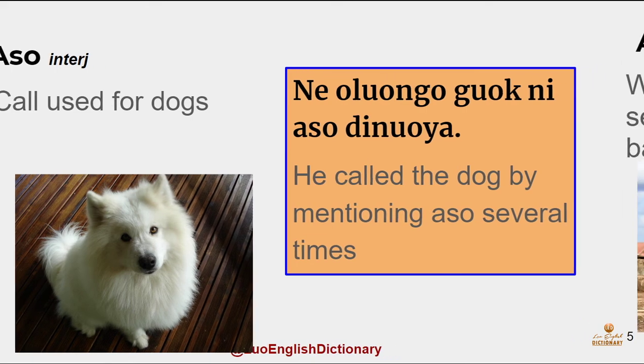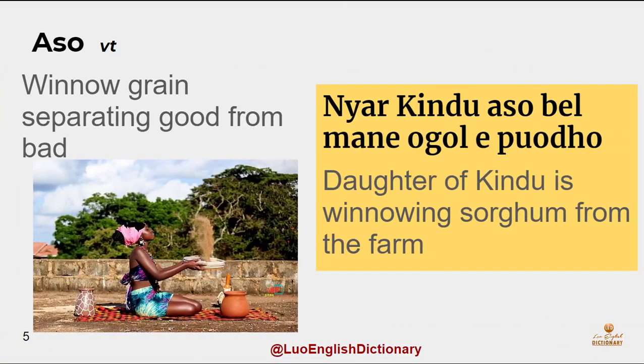And then the last one is aso. And aso might also mean to winnow grain. That is separating good grain from bad grain. In a sentence, you can say, Nyar kindu aso bel mane ogol e puodho.